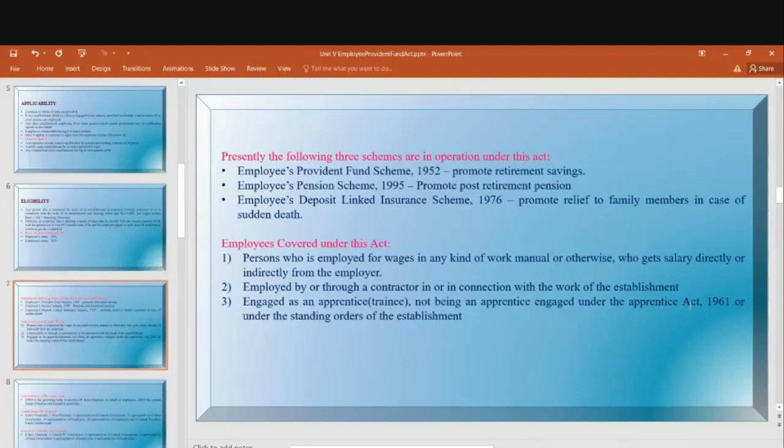So this act is entirely different. Here, engaged as an apprentice, but not being an apprentice engaged under the Apprentice Act or under the standing orders of the establishment, right? So here, engaged as an apprentice, but he should not be covered under the Apprentice Act 1961. Only then is he covered under this act, right? So these are the basic information regarding the coverage under this act.